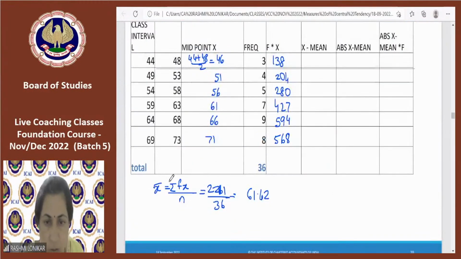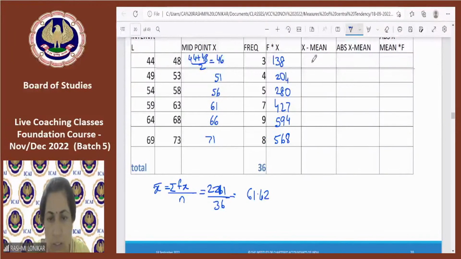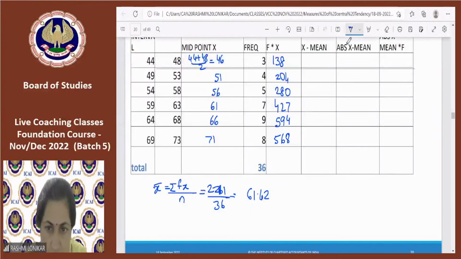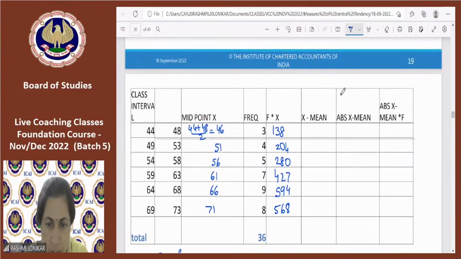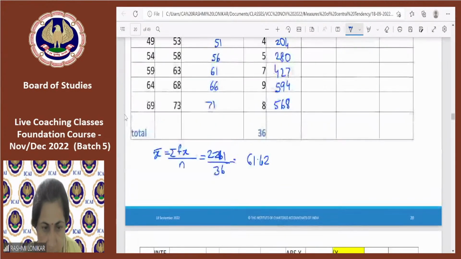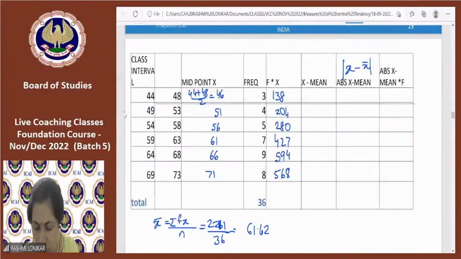Okay. Now, here we have found this. Then what will be the next step? 46 minus 61.42. You will have to complete this table. Then you will have to find the absolute value. Absolute value means you just have to remove all the signs. So x minus x bar, we'll find this, and then we will find x minus x bar into f. So this will be equal to 61.42 minus 46, how much is our mean? This is our mean.